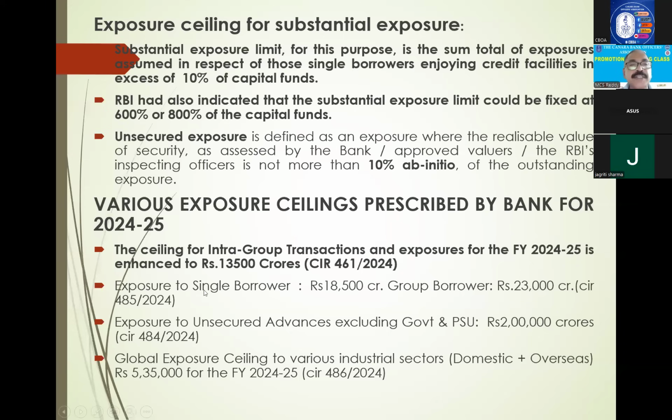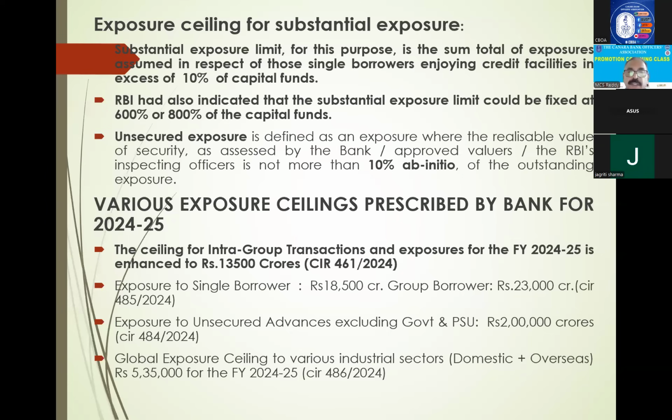And the definition of unsecured exposure. This also sometimes appears in exams. What does unsecured exposure mean? If you are sanctioning a loan where security ab initio, meaning from the beginning, is less than 10% of your liability. Suppose a 10 lakhs loan is given and out of 10 lakhs, you have taken less than 1 lakh security. Then it is called unsecured exposure.